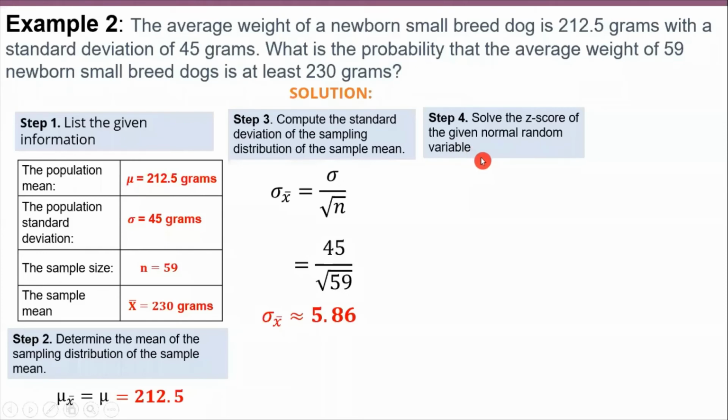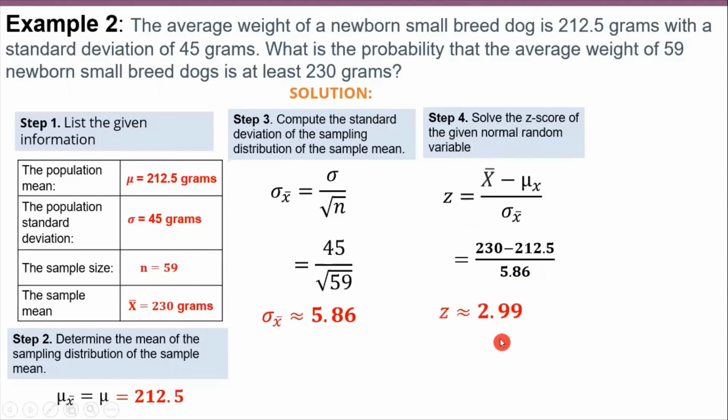Step 4 is to solve the z-score of the given normal random variable. So 230, we need to standardize this one using this formula. So we have now 230, which is our sample mean, minus 212.5, which is the mean of the sampling distribution, all over the standard deviation of the sampling distribution, which is 5.86. So approximately our z-score is 2.99.